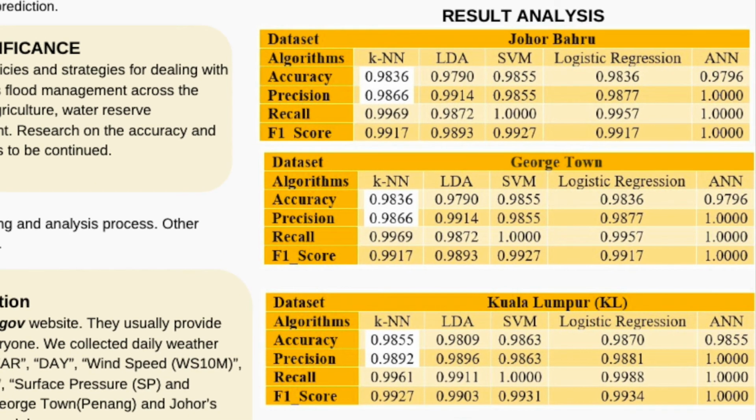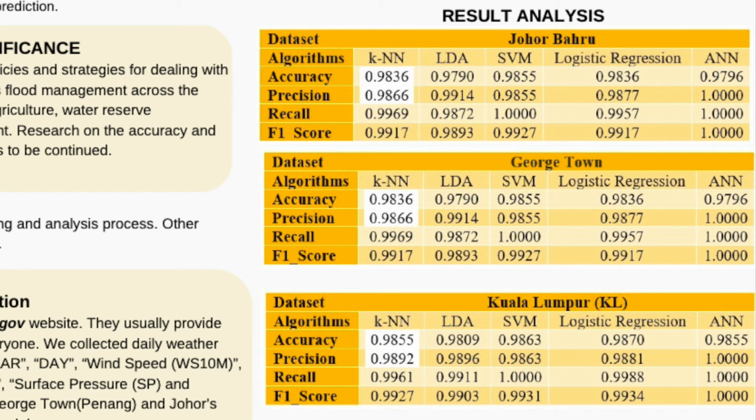So for the result analysis, we can see that for our three datasets, one from Johor Bahru, one from Georgetown and one from Kuala Lumpur, we have used the algorithms KNN, LDA, SVM, logistic regression and ANN. For the Johor Bahru dataset, we got the highest accuracy from SVM, followed by KNN and logistic regression. ANN and LDA also had accuracy of more than 97%, which is very good. And for the precision, recall and F1 score, we can see that ANN showed the highest result.